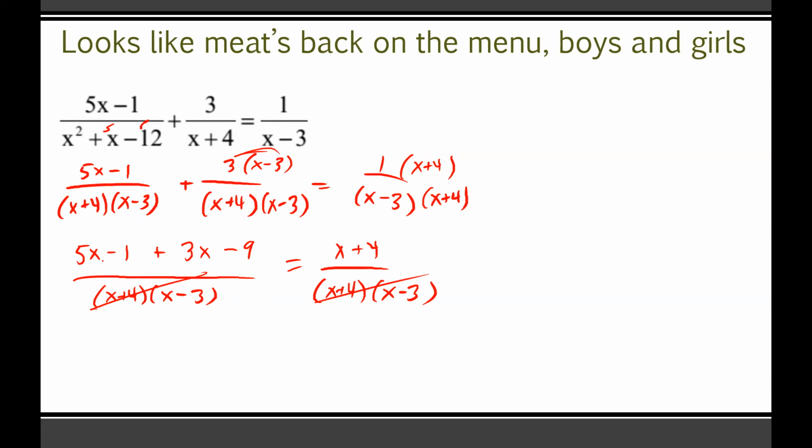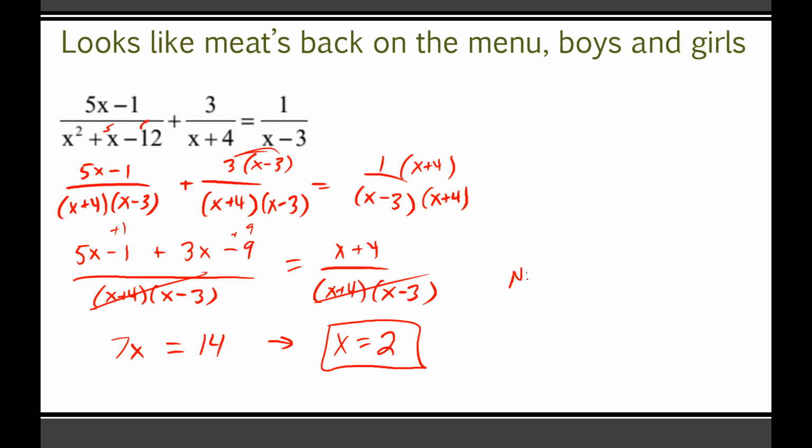I'll combine my like terms here. 5x plus 3x is 8x. We can minus this 1x over to get 7x equals, while we're at it, let's move all of our numbers over to the right side. We have 4 already over on the right side. We want to add 9, though, and add 1. 4 plus 9 is 13, plus another 1 is plus 14. So 7x equals 14. Divide by 7 on both sides. You're going to see x equals 2 as your answer.